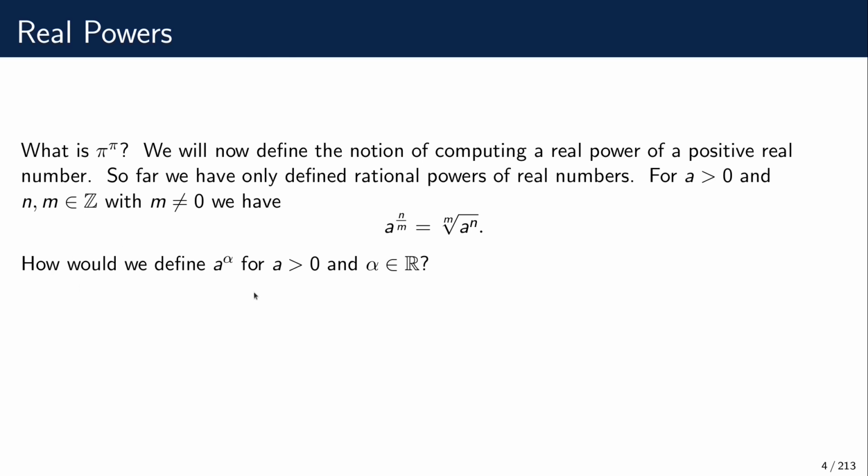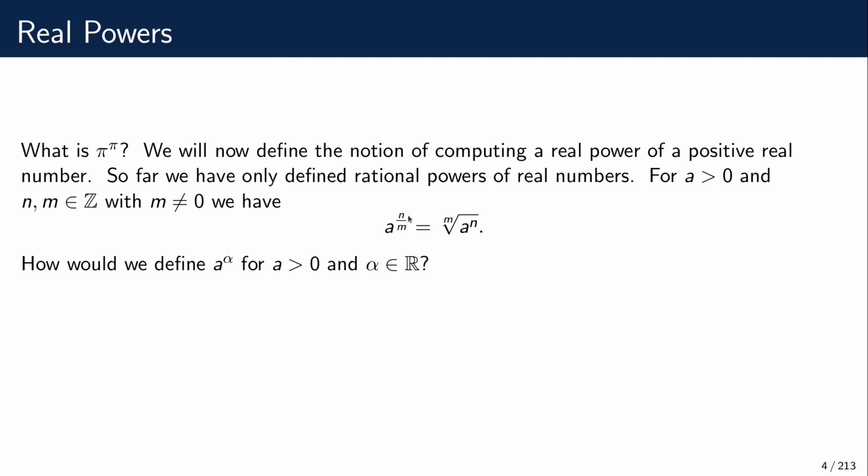But the question is, how would we define a to the power of some real number alpha when alpha is irrational? We know that there are irrational numbers, and therefore they cannot be presented as a fraction, right? There are real numbers such as pi or the square root of 2, which simply cannot be written as the fraction of two integers. So what would we do in this case?